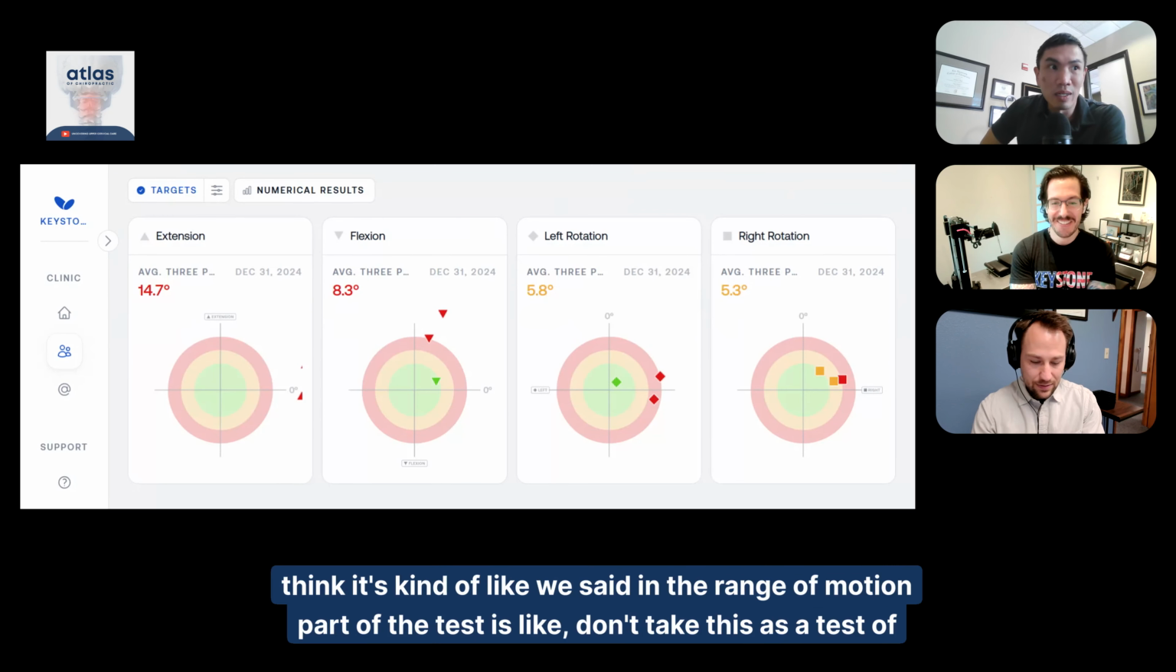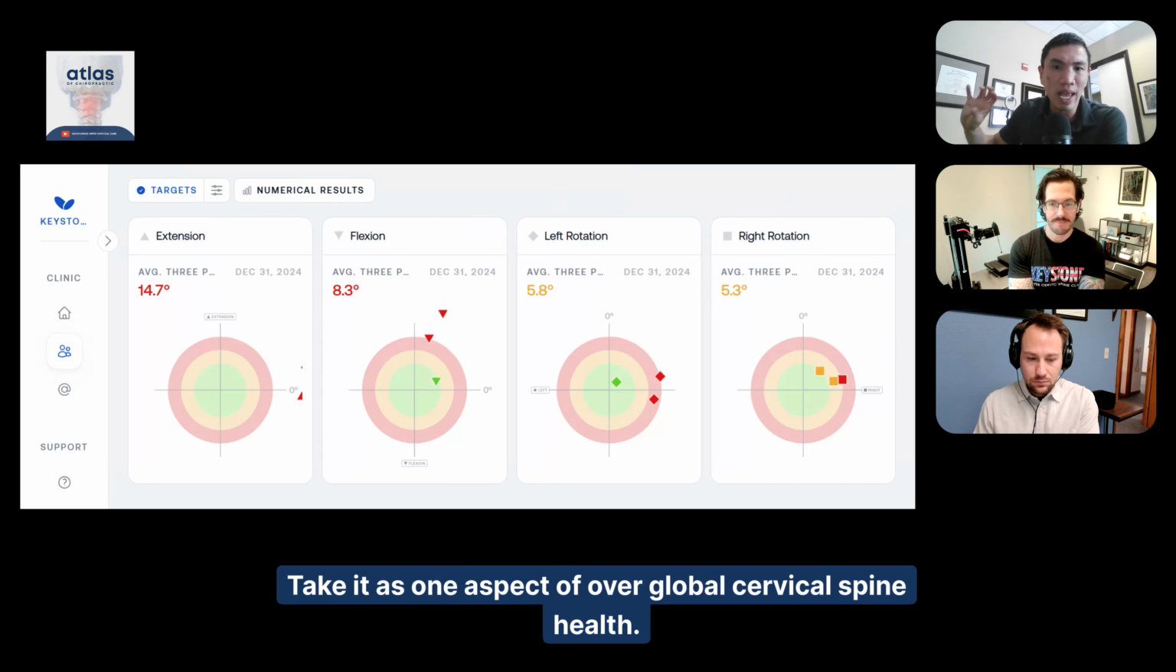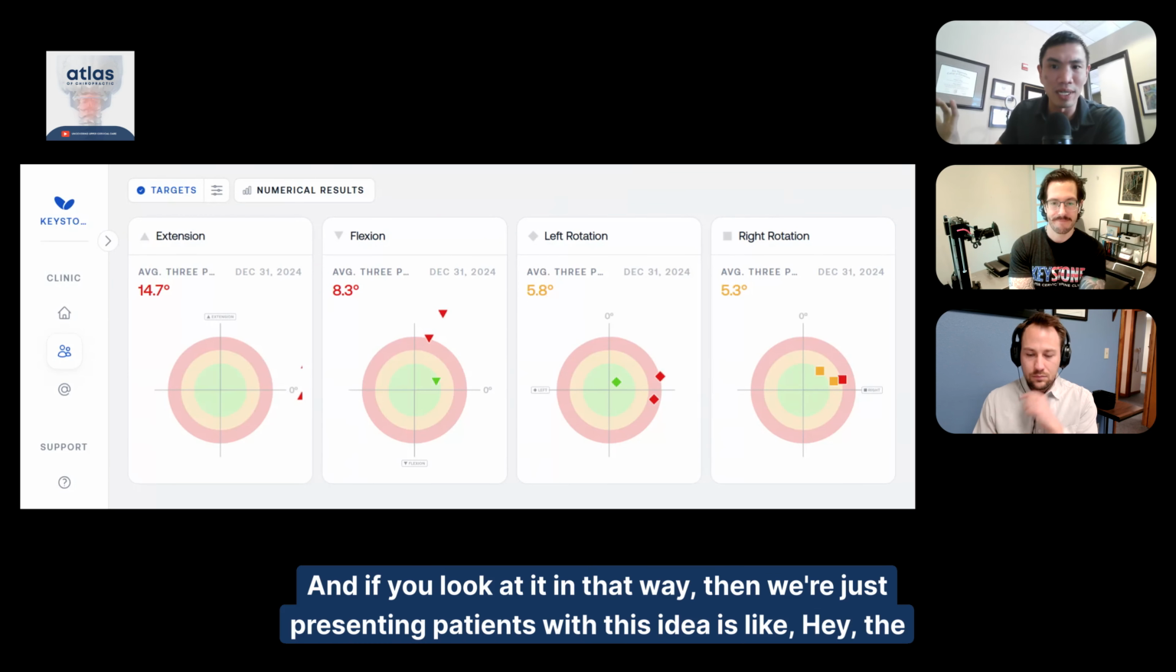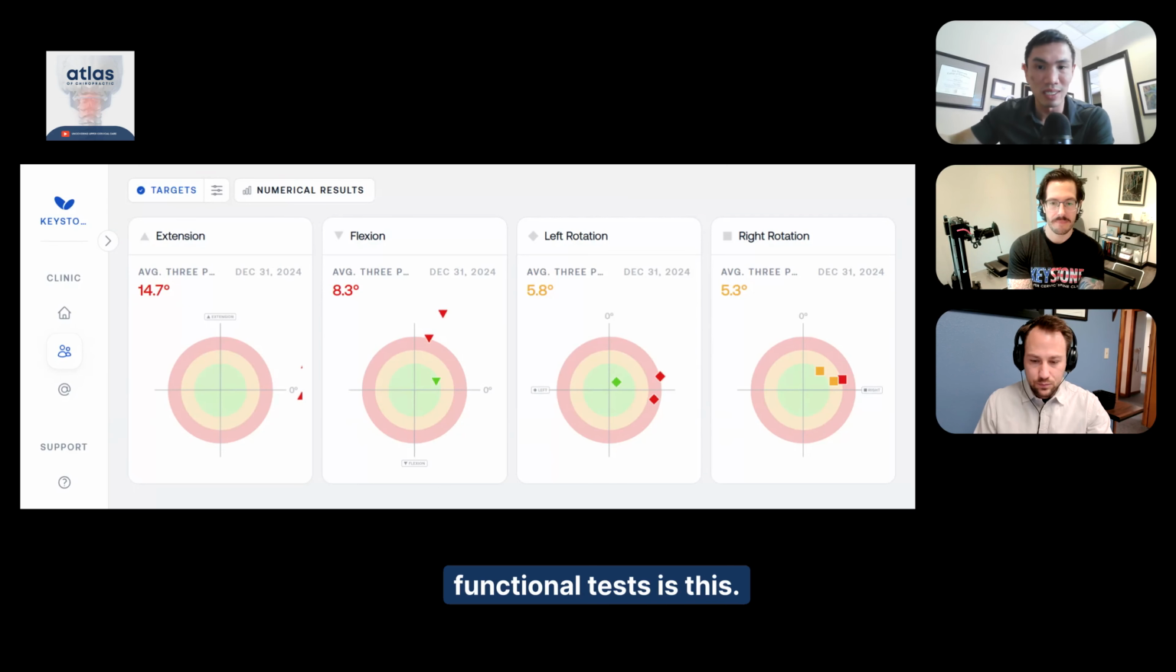I think it's like we said in the range of motion part of the test: don't take this as a test of subluxation. None of these tests in NeckCare are a test of subluxation. Take it as one aspect of overall cervical spine health. And if you look at it that way, then we're just presenting patients with this idea: the health of your cervical spine based on your imaging is this, the health of your cervical spine based on these functional tests is this.